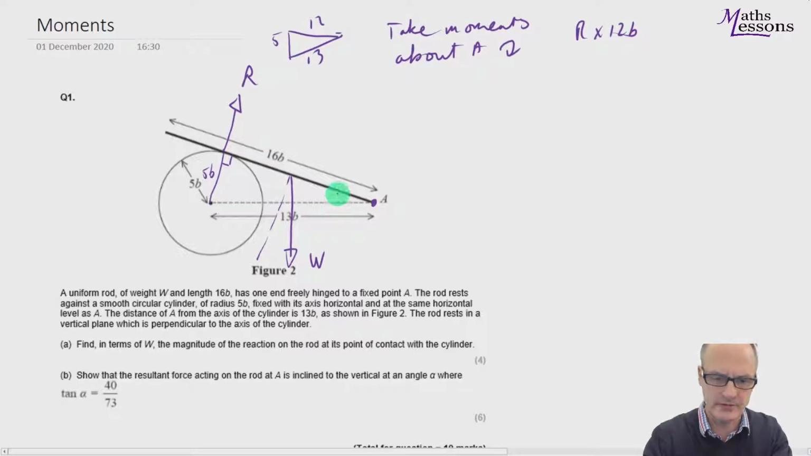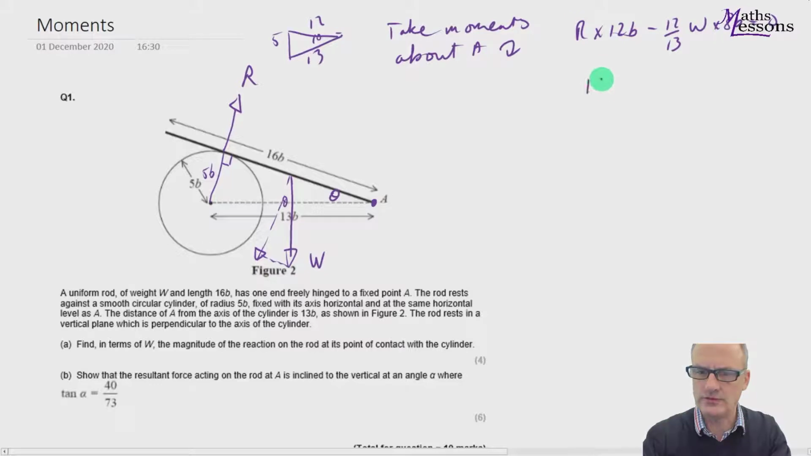If we call this angle here theta, then this one here is going to be theta as well, and therefore we're going to have cos theta lots of the weight acting perpendicular to the distance here. So cos theta times the weight. Cos theta in this case will be 12 over 13. So we've got minus 12 over 13 times W. And we've also got to times it by the distance along here, which is going to be 8b. And that must equal 0.